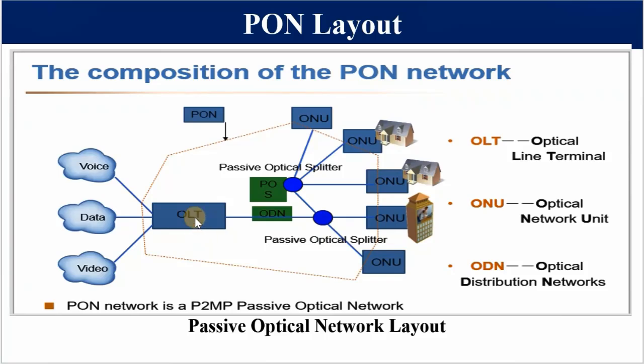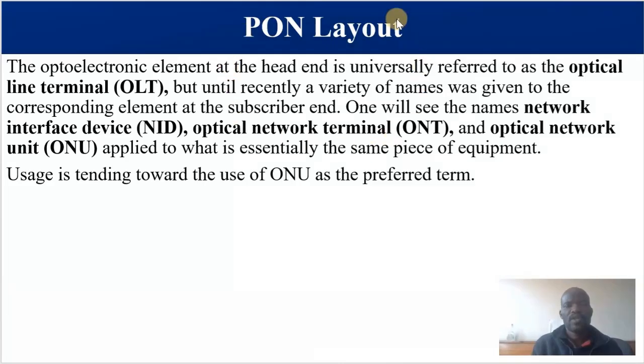So, please take note of the representation of the PON and ONUs: OLT, optical line terminal; ONU, optical network unit; ONT, optical network terminal; then ODN, optical distribution network. The optical distribution network does not include the OLT and the ONU. And this is P2MP, point to multipoint, one point to multiple points. This is just a summary of the diagram on the previous slide.